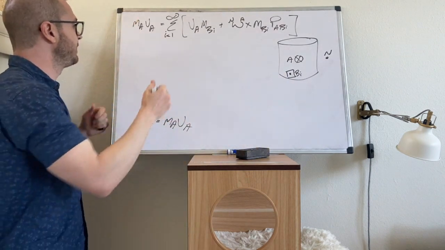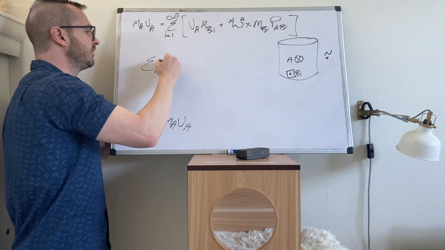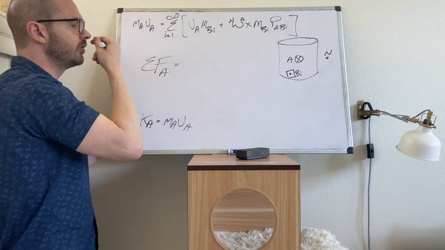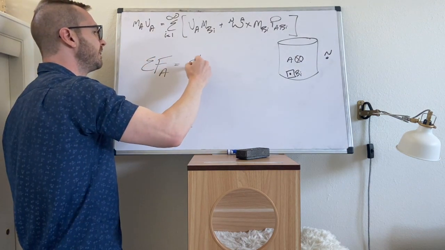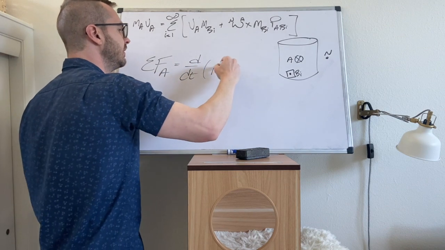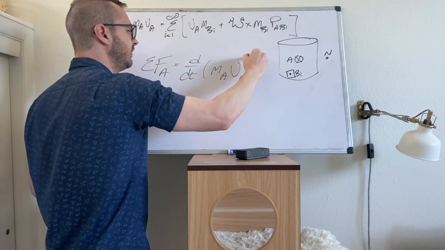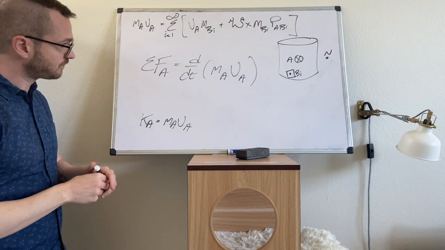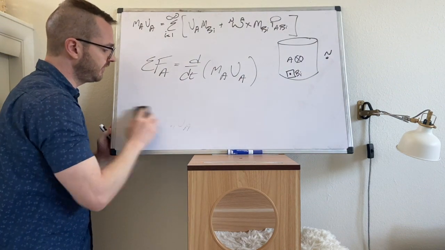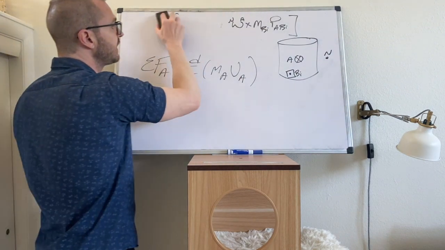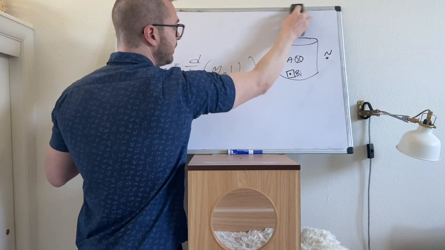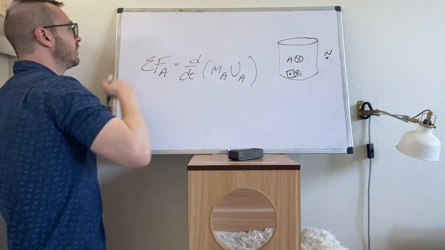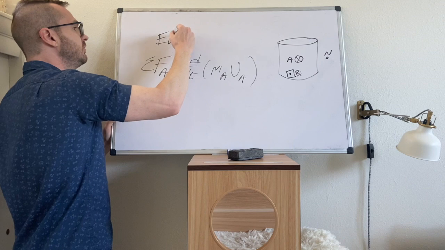We can say that the sum of forces on body A is going to be equal to d/dt of the mass of A times the velocity of A. Now this, specifically in the case of continuous bodies, is called Euler's first law.